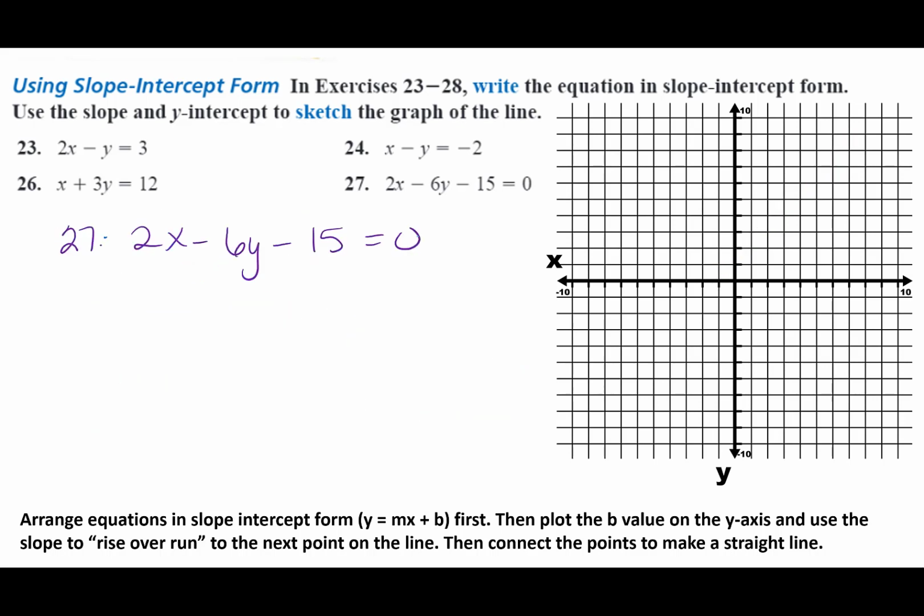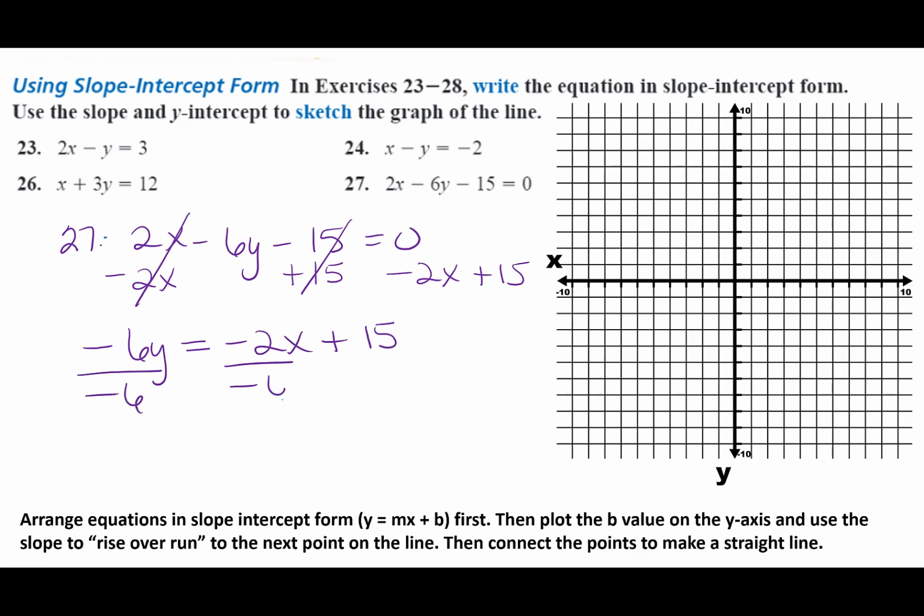Number 27 is 2x minus 6y minus 15 equals 0. The first thing we'll do is rearrange this equation to be in slope-intercept form. I'm going to go ahead and subtract 2x and add 15 to both sides in the same step. So that will leave me on the left side negative 6y equals on the right side is negative 2x plus 15. Now I'm going to divide all three parts by negative 6.